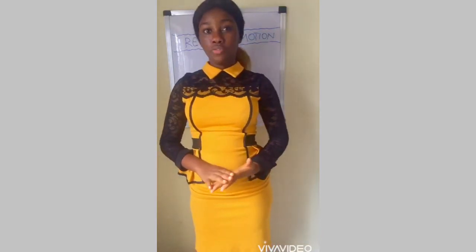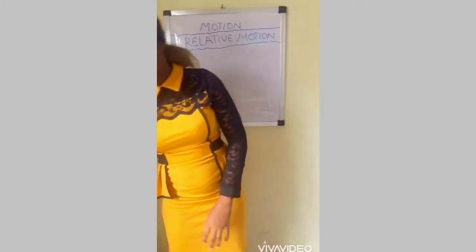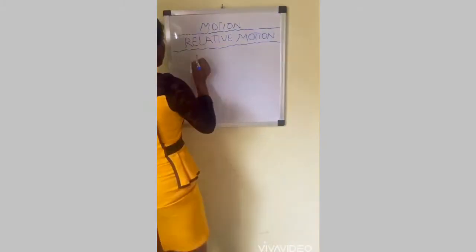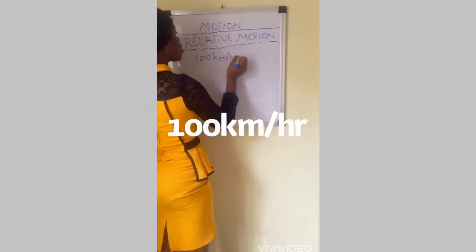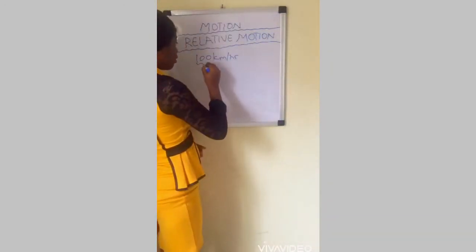A man sitting still on the back seat of a moving bus has a speed with respect to the earth. He has a speed which is the same as the moving bus. Let's say the bus is moving at 100 km/h. With respect to the earth, the man is also moving at this speed.